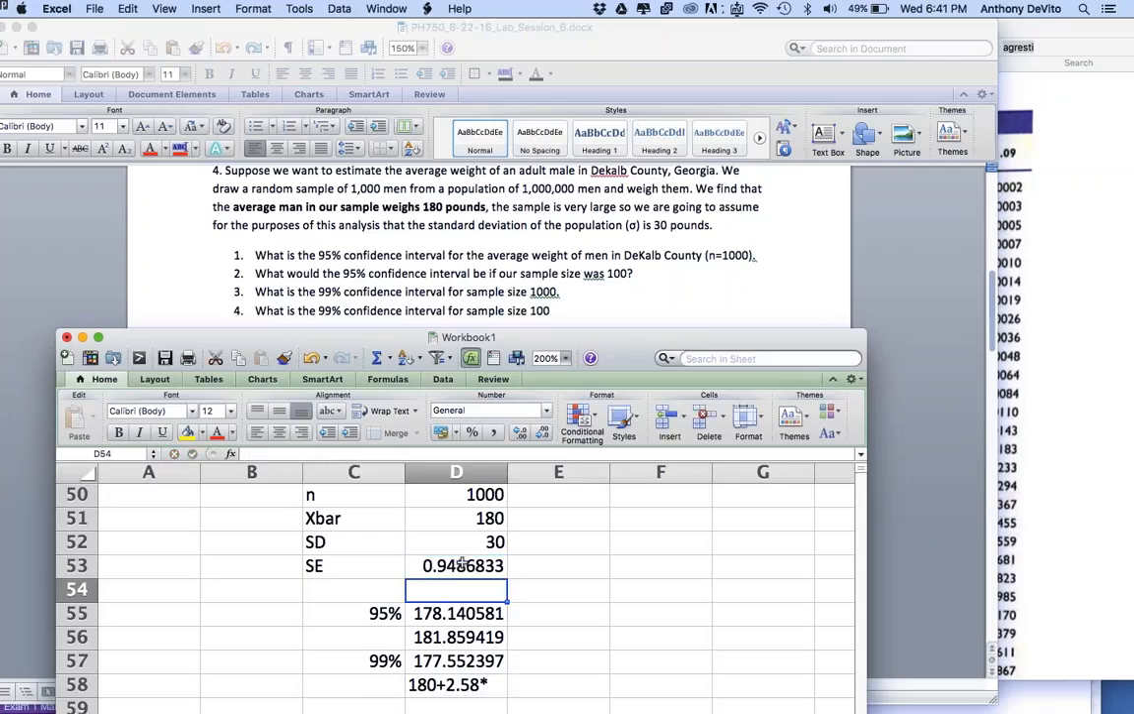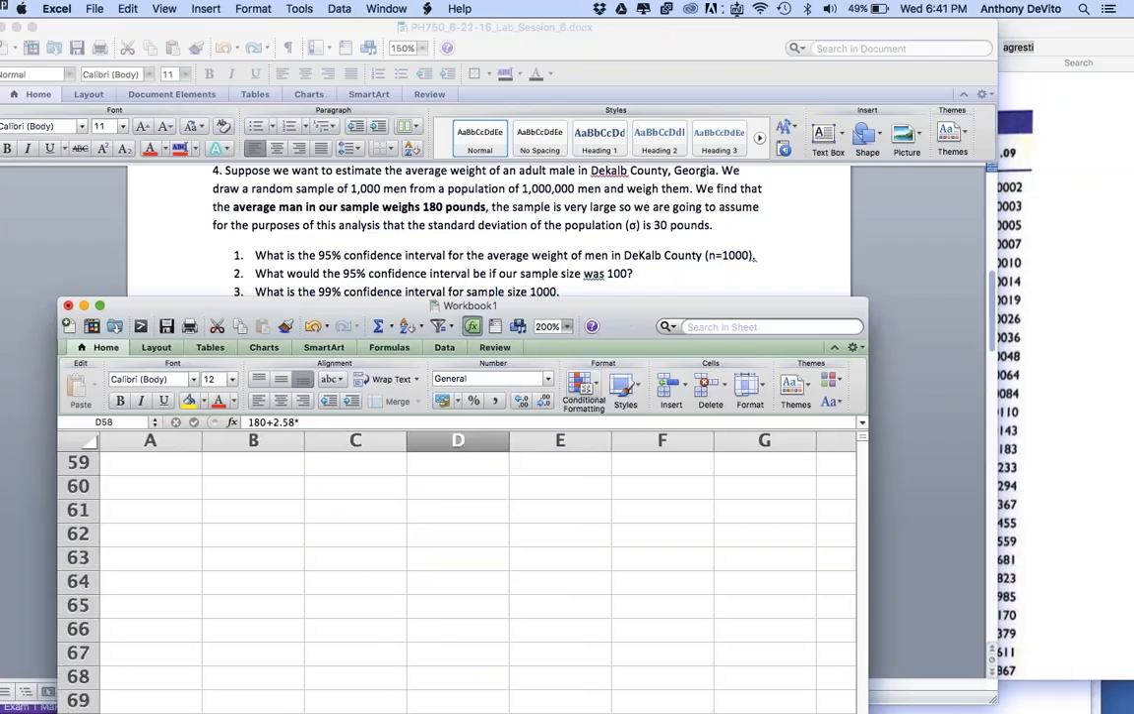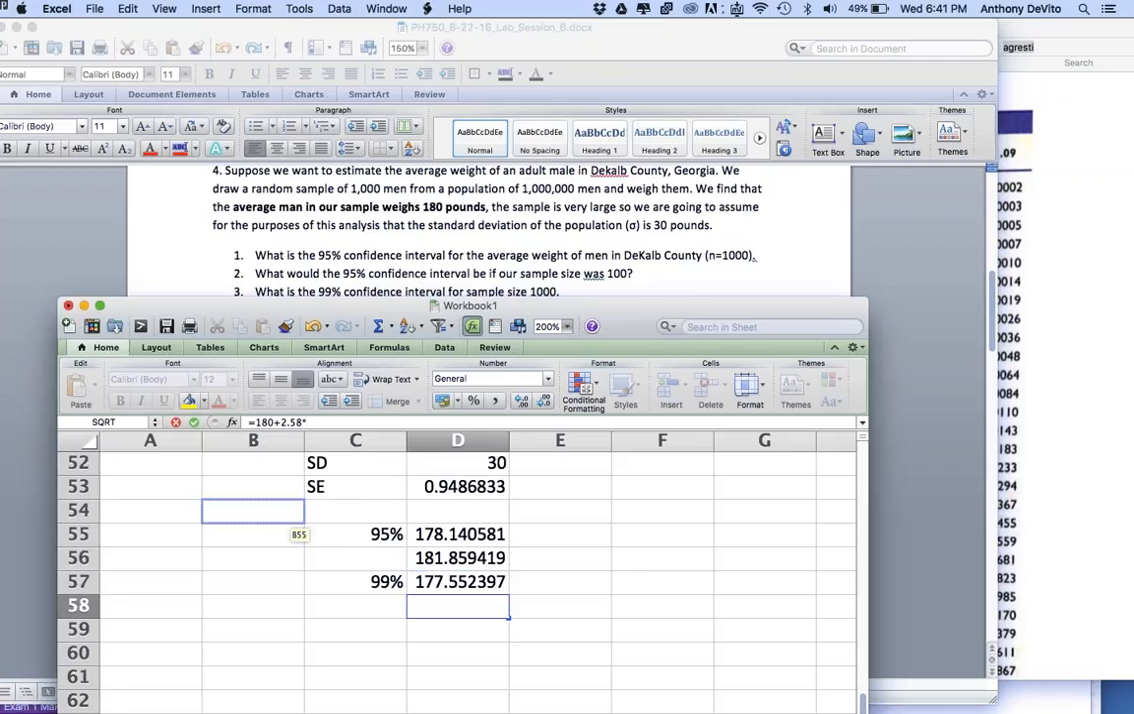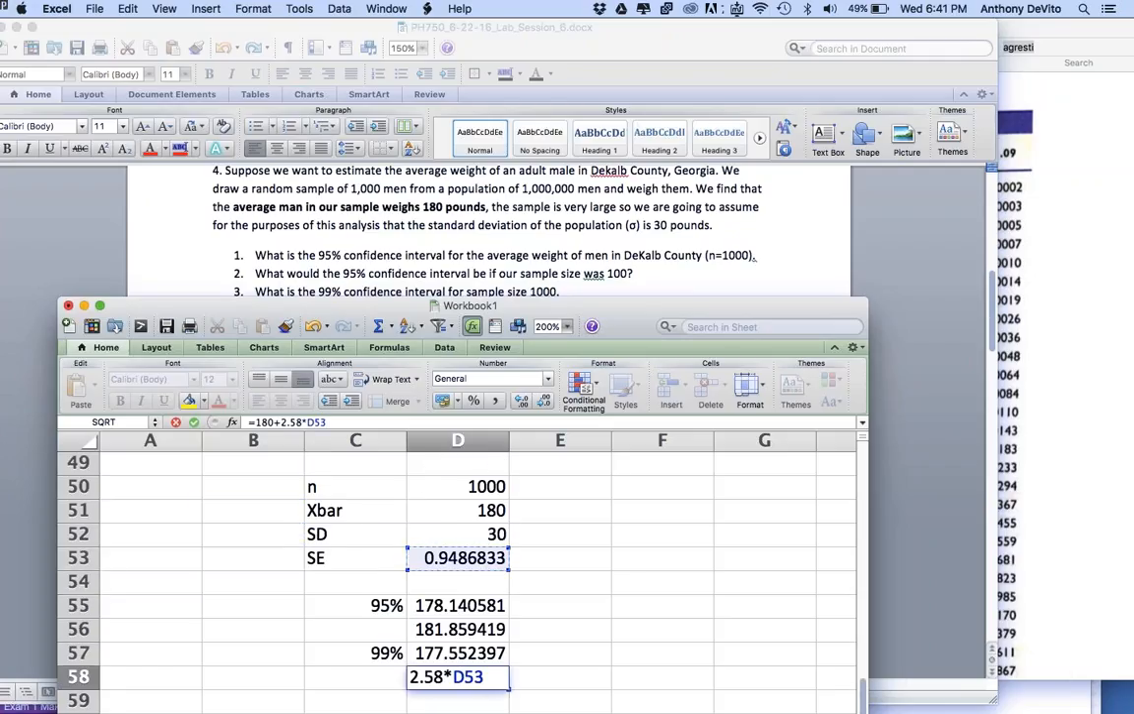Oops, I missed it somehow or other there. I forgot to put an equal sign in there. Let me click in there. I'm leaning my palm on there. That's why it's not letting me write in there. Equals 2.58 times standard error.